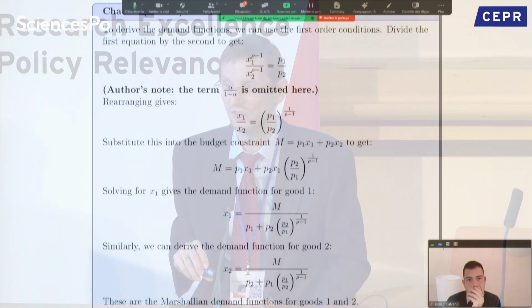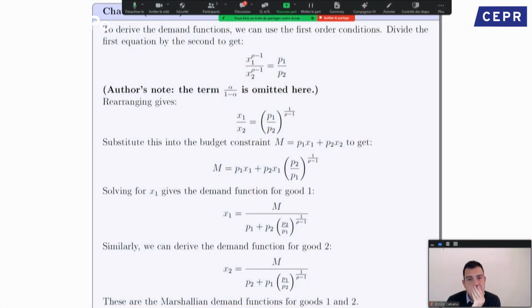Then I asked it to solve it. Then I asked it to derive the demand functions, and it did everything correctly except it omitted the term alpha over 1 minus alpha, which I guess is something that we so regularly encounter when our undergraduate students do these types of problems, right? And GPT-4 does just the same thing. But aside from this mistake, everything was right. And when I pointed out the mistake, it conducted the derivation correctly.